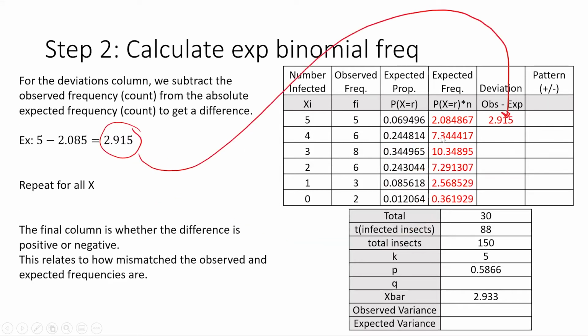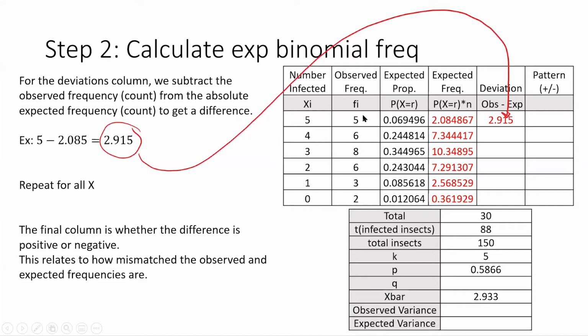Multiplying that by 30, we get 7.3. We would expect that to happen 7.3 times out of 30. Finally, we have this deviations column where we subtract the expected frequency from the observed frequency to get the difference. And we repeat this for all values again.